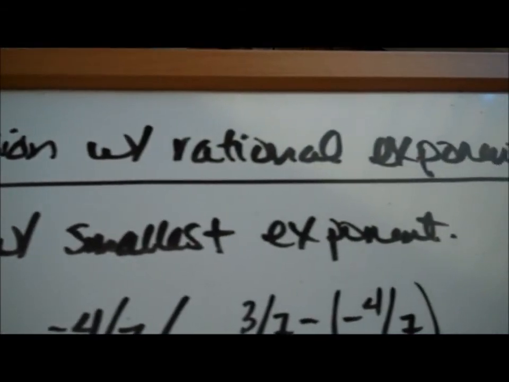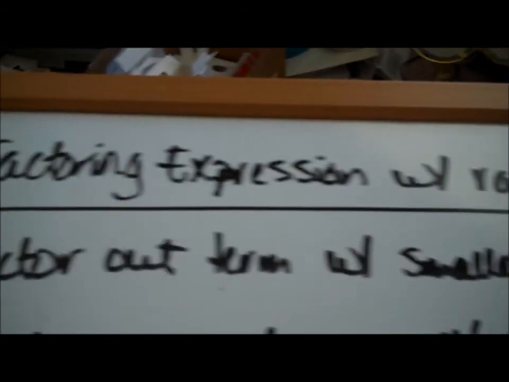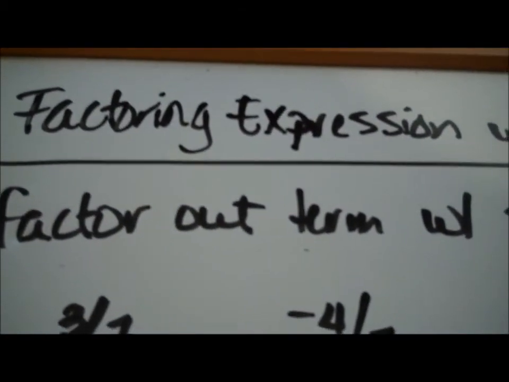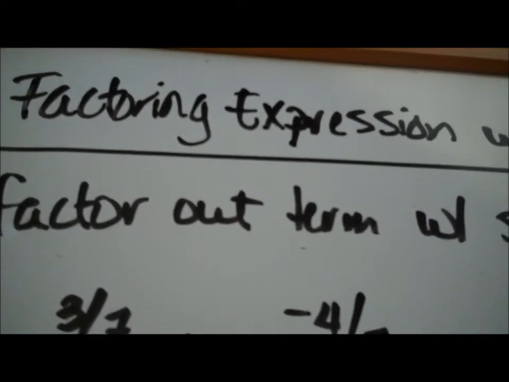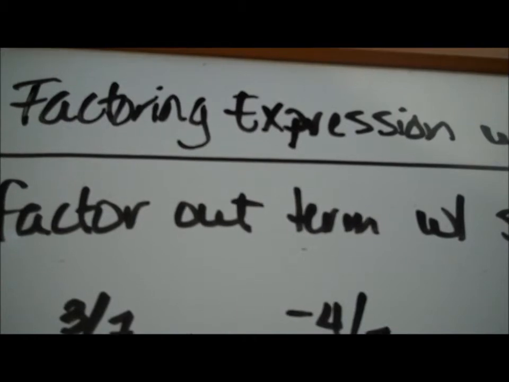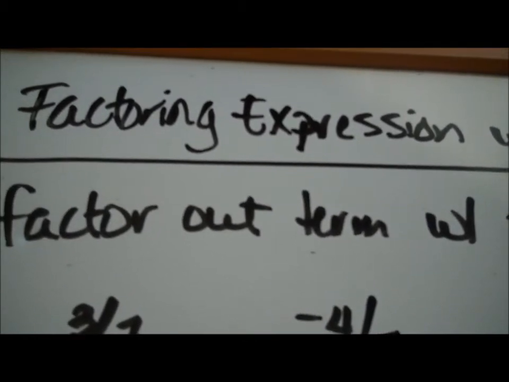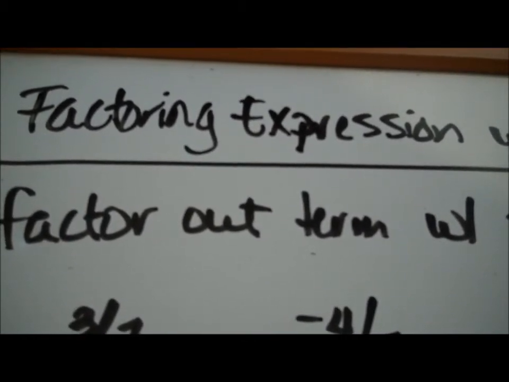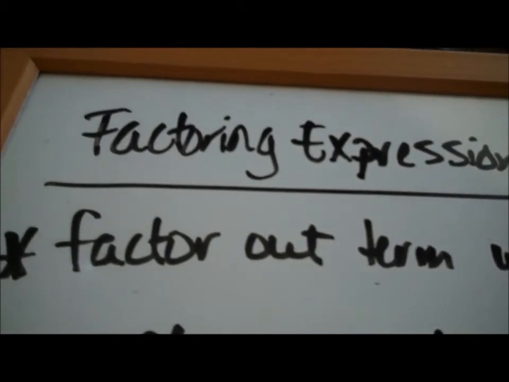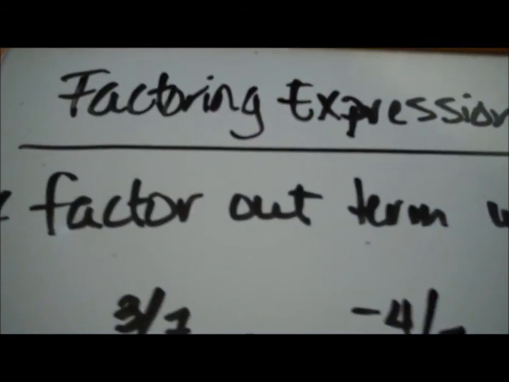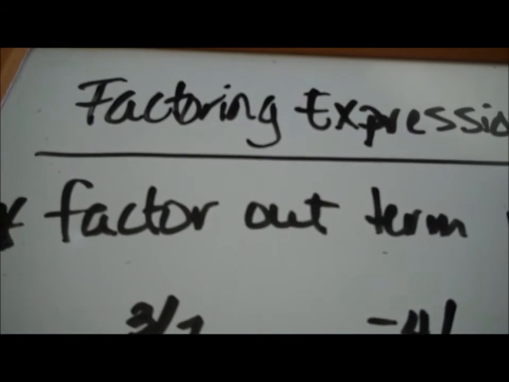Okay, factoring expressions with rational exponents. Now this is going to be a little bit tough. Before, I showed you an example where we had to distribute an x that had an exponent that was a rational number. So now we have to go backwards. If we distribute, we now have to know how to factor that out. The best thing to know is to factor out the term with the smallest exponent, whether that exponent is positive or negative.